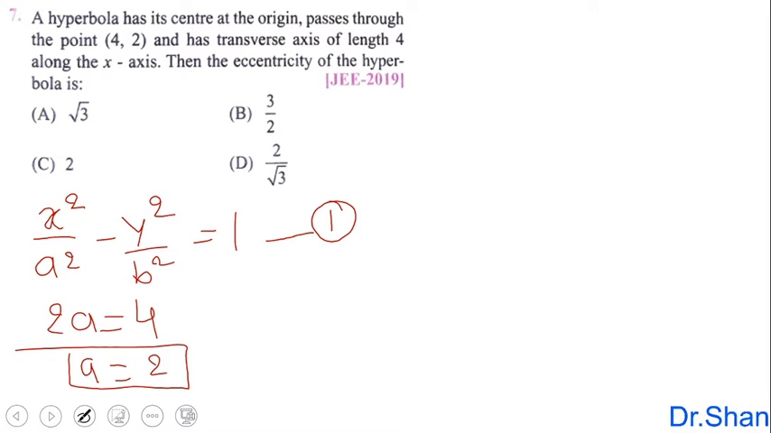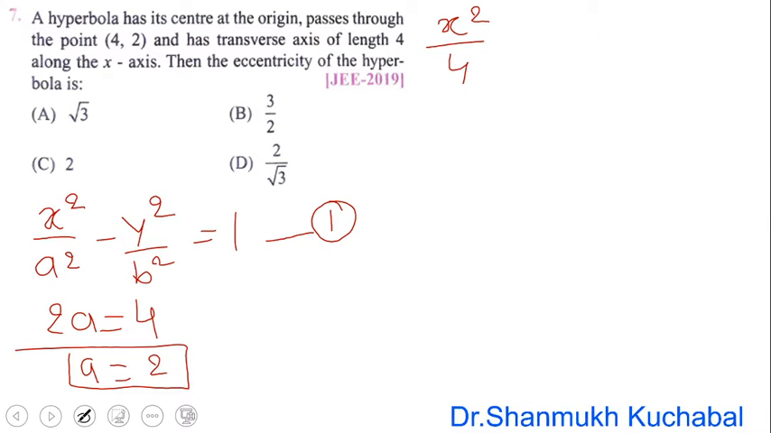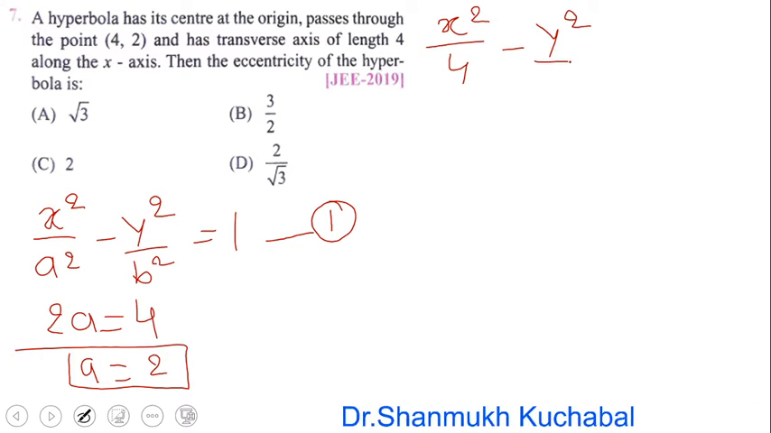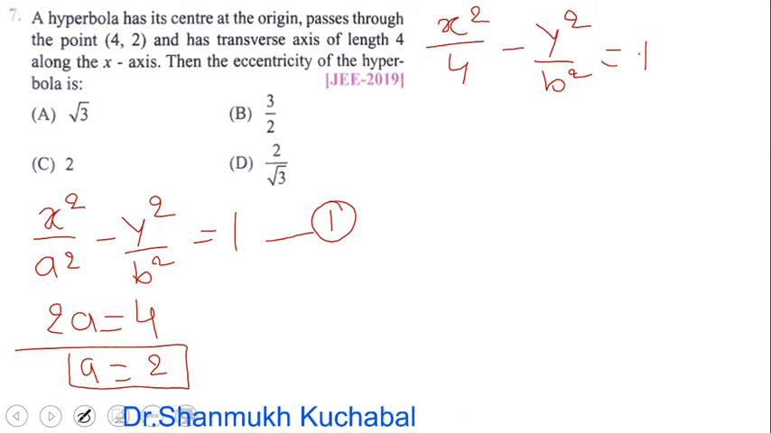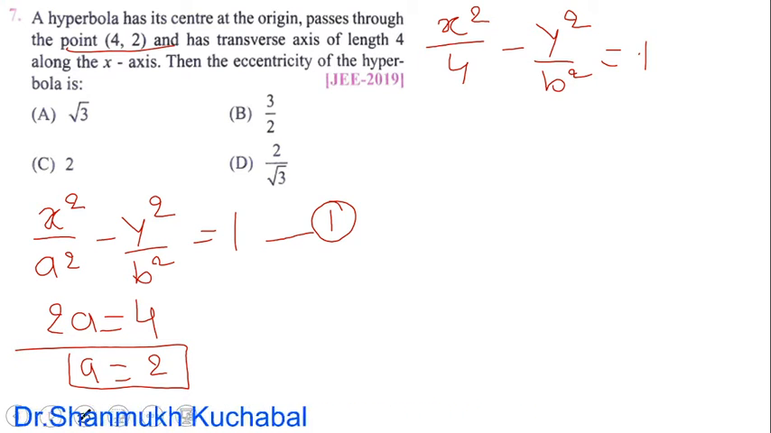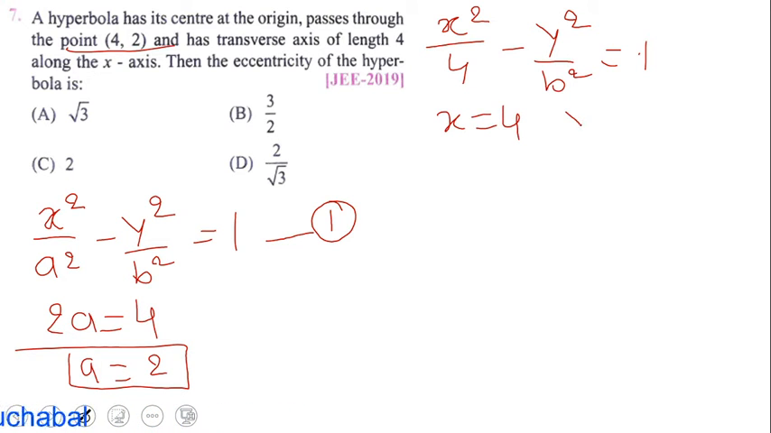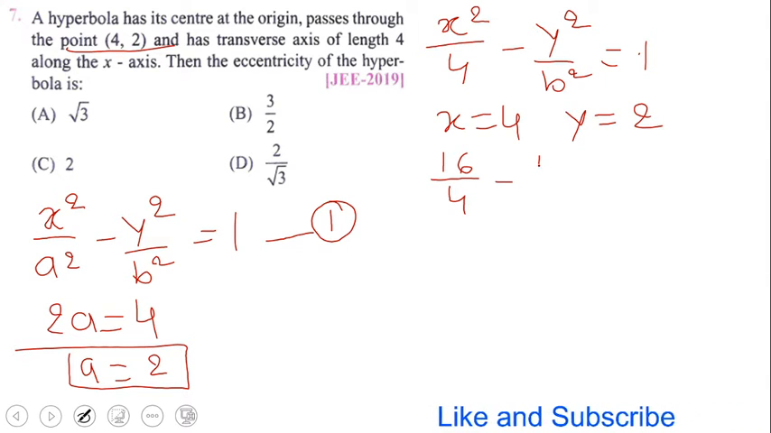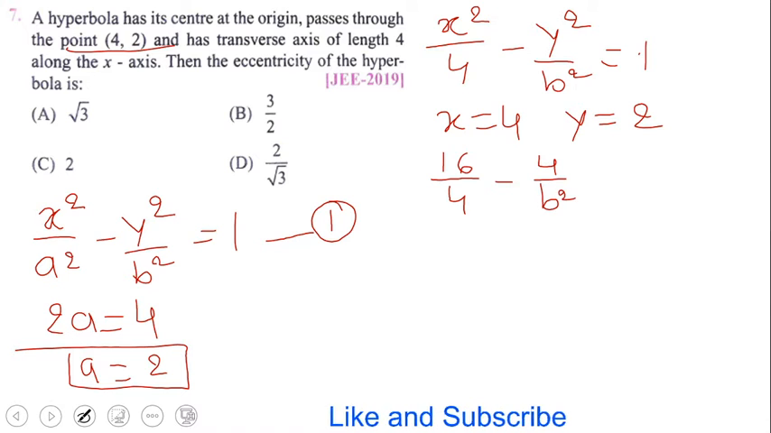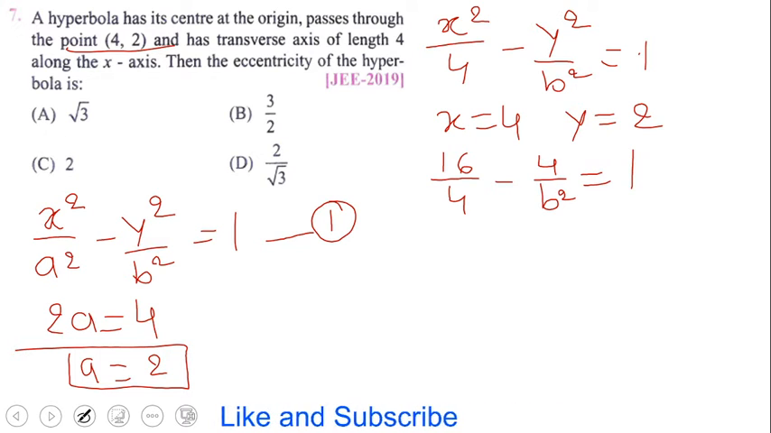I am going to get this as x square divided by a square, that is 4, minus y square by b square equal to 1. Also it is given that it passes through the point (4, 2). That is, we take x as 4 and y as 2 here. So we are going to get the above equation as 16 by 4 minus 4 divided by b square equal to 1. So this equation we have to simplify.